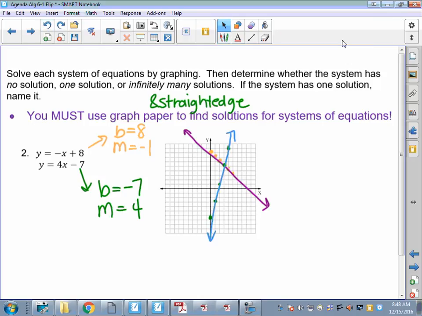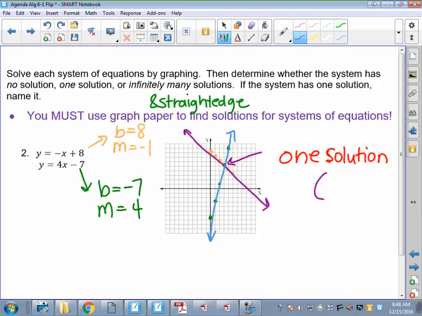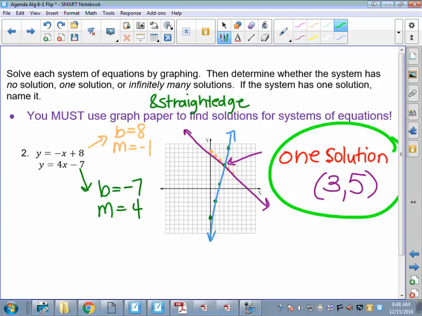However, does this system of equations have one solution, no solution, or infinitely many? It's got one solution, right? I see that point where those two lines intersect. That point is right there. It says if the system has one solution, name it. Not like Mrs. Stauffer or Jacob. Name it as an ordered pair x, y. So it looks to me like it's over 1, 2, 3, and up 1, 2, 3, 4, 5. And that is how we solve a system of equations by graphing.